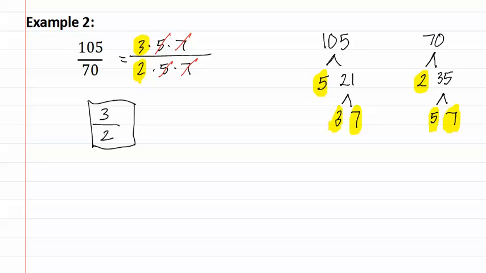Remember, a reduced fraction is a fraction in which the numerator and the denominator have no common factors. And to reduce, we need to find the prime factorization and divide out all of the common factors.